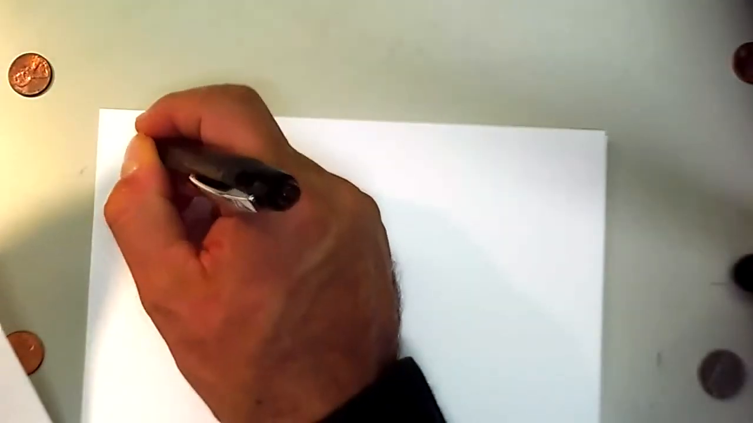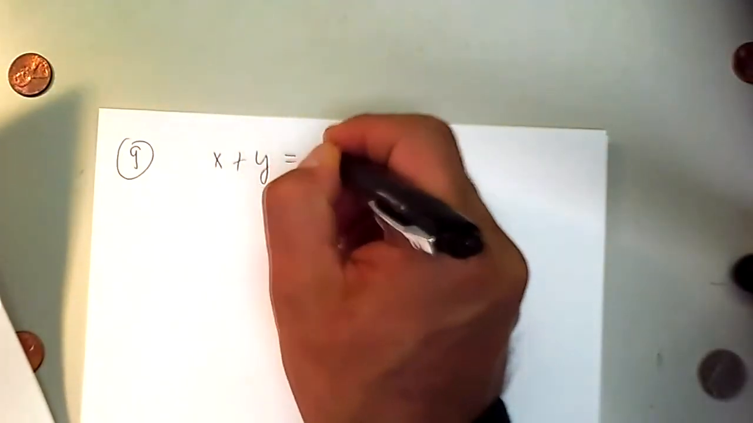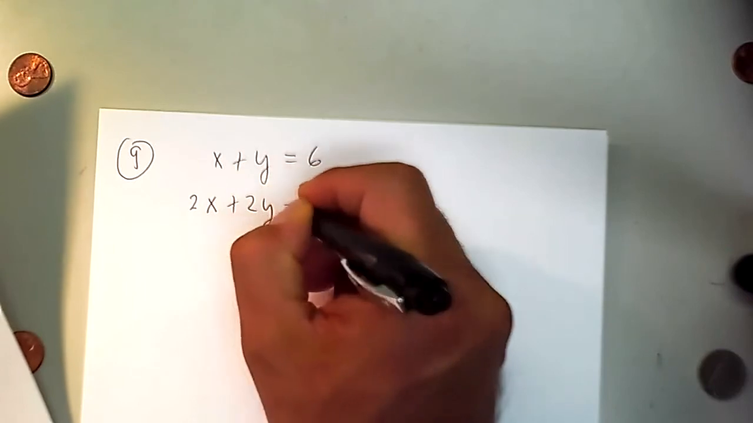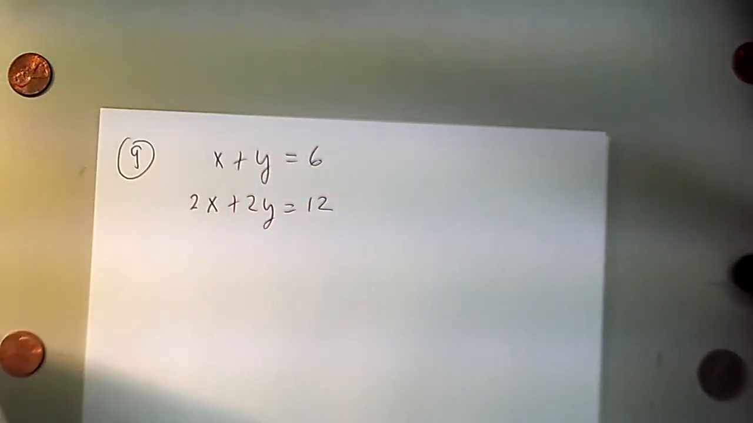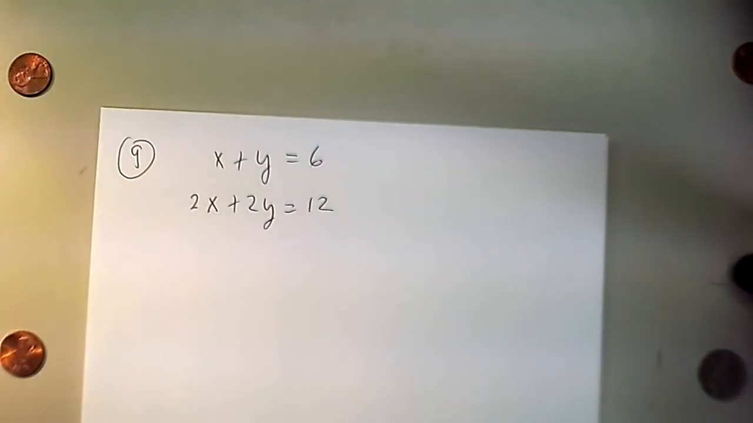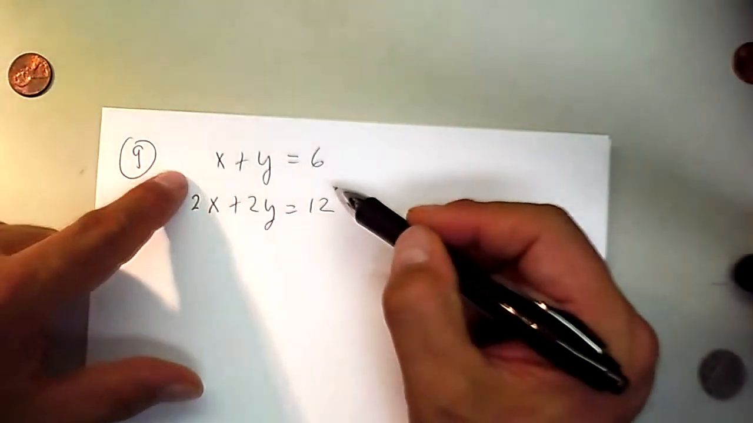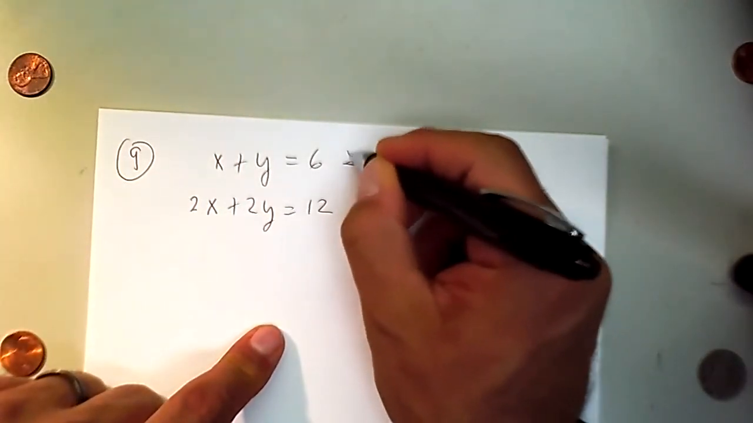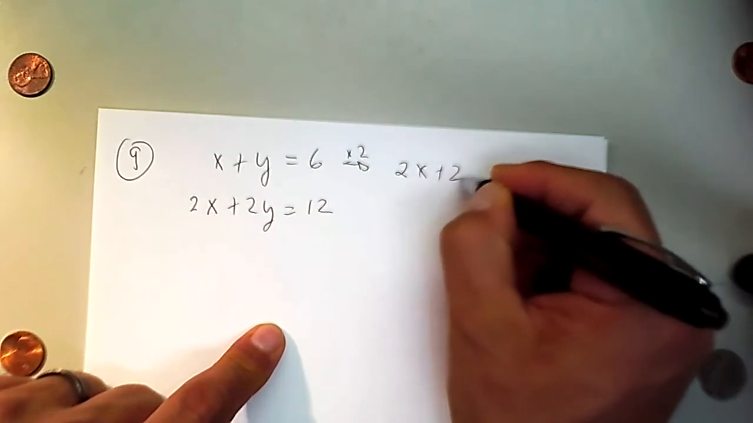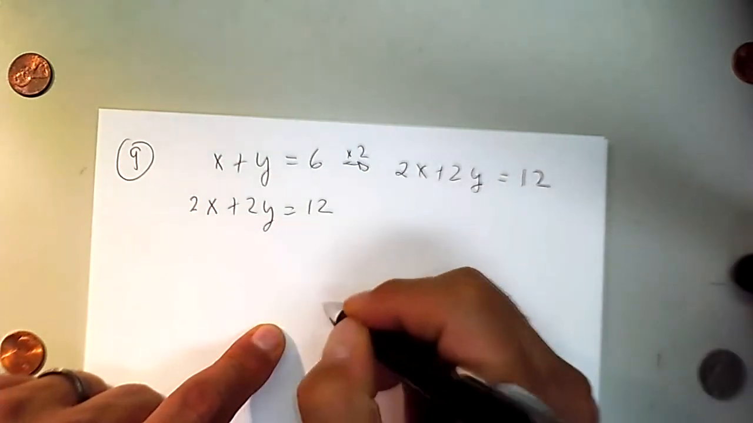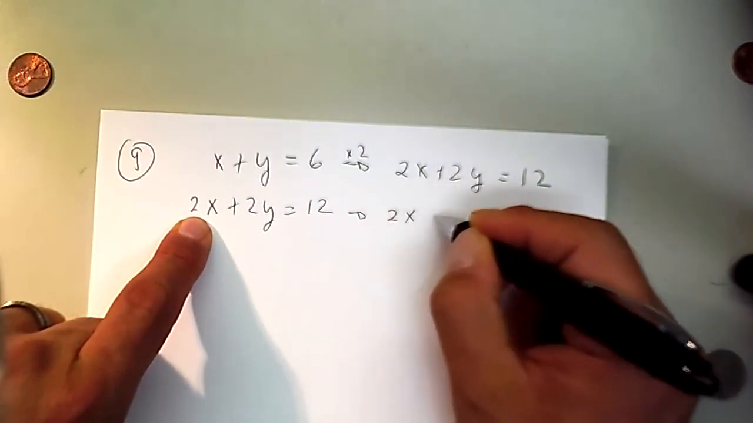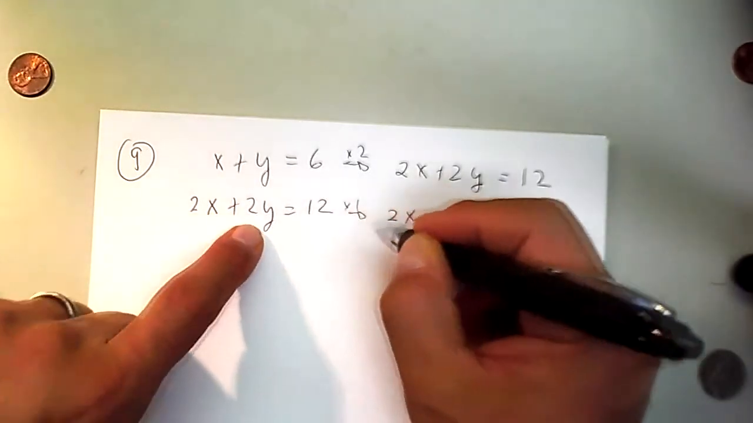Nine. Let's say we have x plus y equals 6, 2x plus 2y equals 12. And we want to use the elimination method. Okay. We want to eliminate the x. This one has a 2, this one doesn't. So we can multiply this by 2, and we have 2x plus 2y equals 12. And this one is already 2x plus 2y, so multiply by 1, as in the previous example.